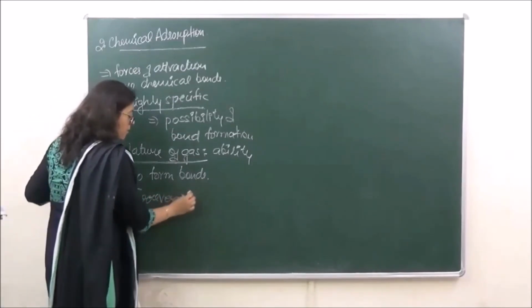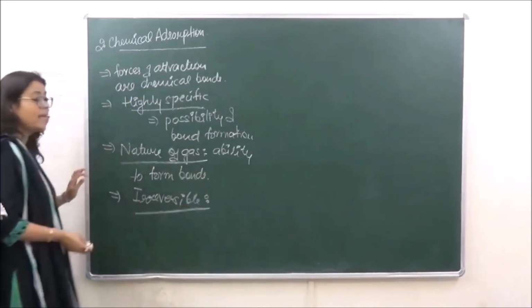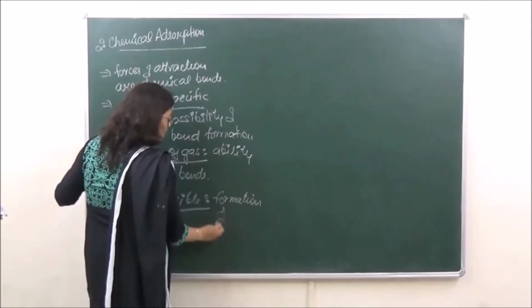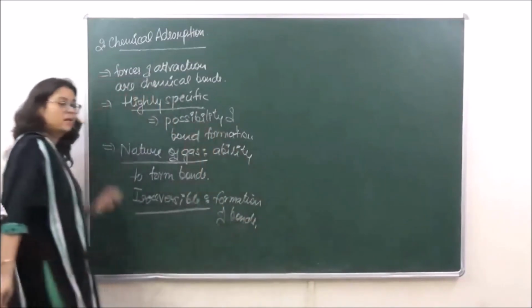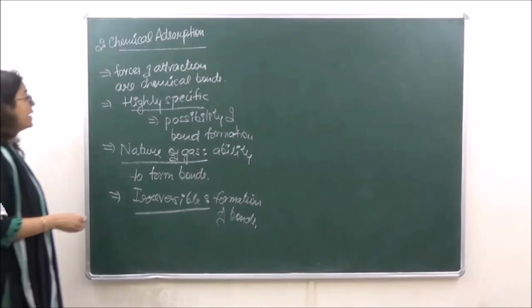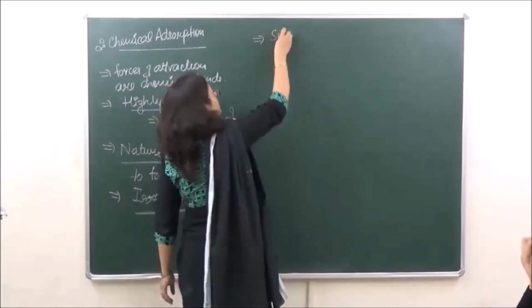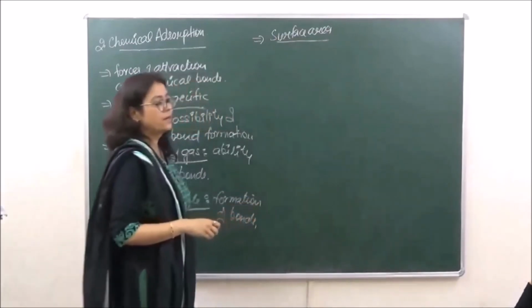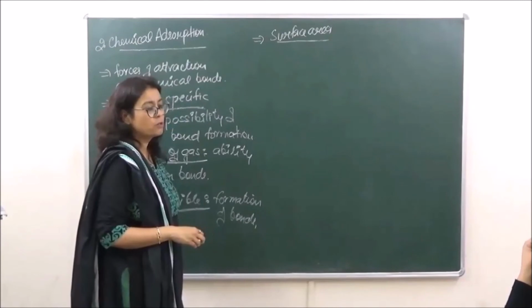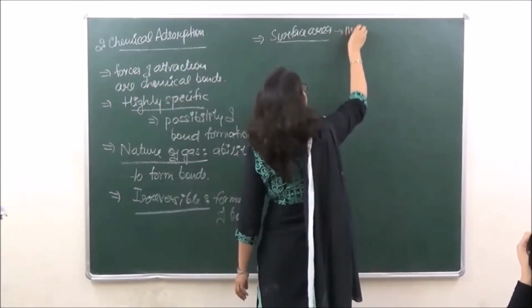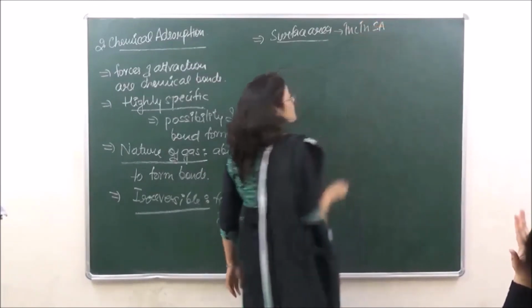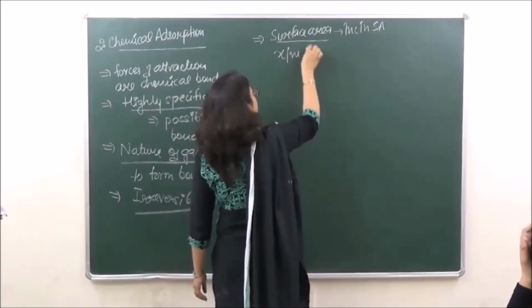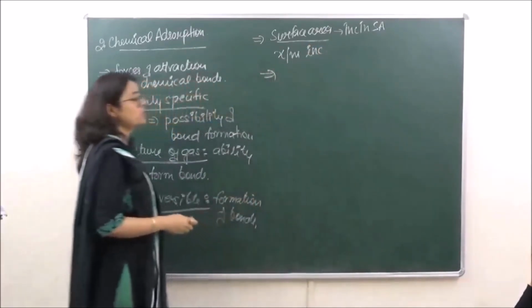We cannot reverse the process of chemical adsorption. Why? Again, because of formation of bonds. Okay? Only because of formation of bonds. Then when we are talking of surface area, the chemical adsorption has the same effect of surface area as that of physical adsorption. So we say that with increase in surface area, the extent of adsorption increases.